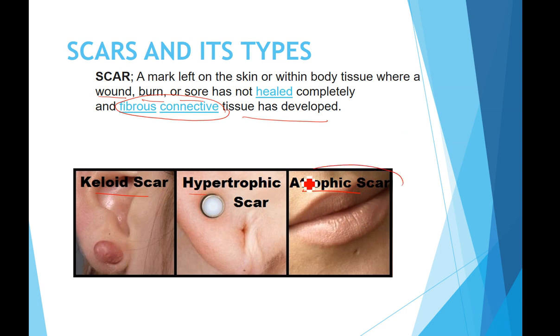There is a difference between all three. First, we'll go to the atrophic scar. Atrophic scar is usually seen in conditions of acne and in surgery, where there is a depression. You can see in this diagram that there is a depression, like this area is below the level of the normal skin, right? So atrophic scar means the skin is atrophied from here, right?